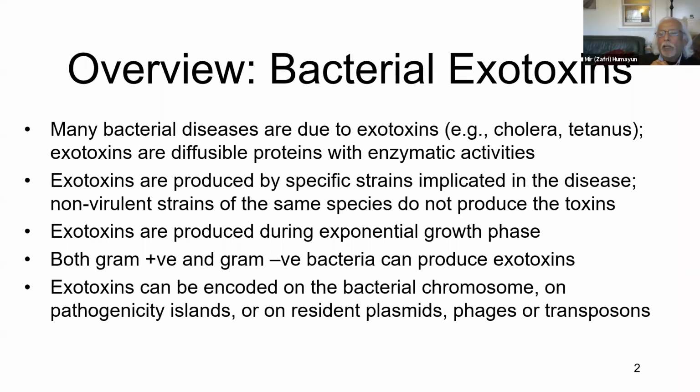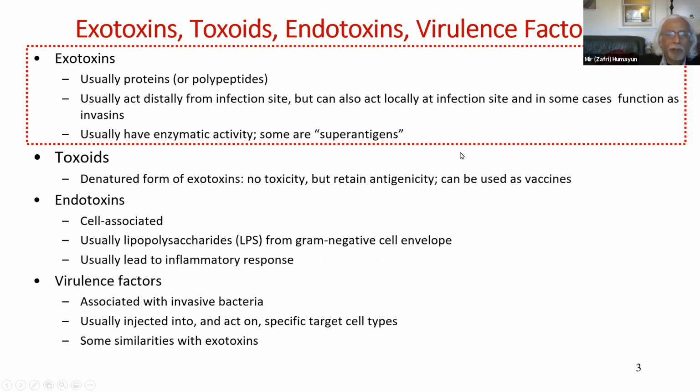Exotoxins are produced during exponential growth phase. Both gram-positive and gram-negative bacteria can produce exotoxins. Exotoxins can be encoded, this is important, they can be encoded on the bacterial chromosome, on the pathogenicity islands on the chromosome, or on resident plasmids, resident phages, or transposons. So the genes for exotoxins can be anywhere within a bacterial cell. Okay.